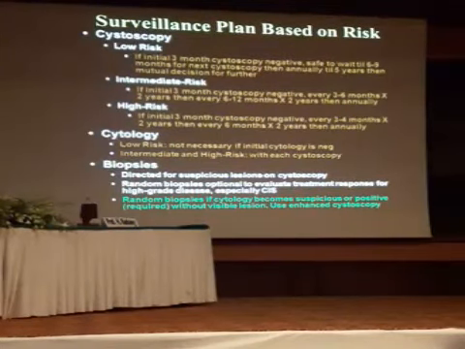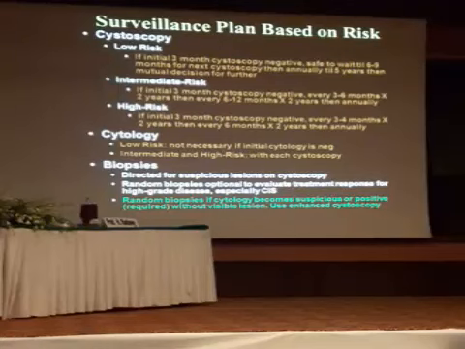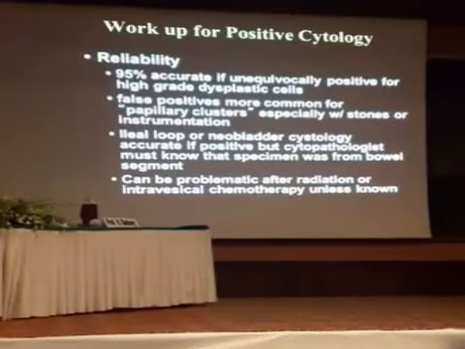Biopsies: directed for suspicious lesions on cystoscopy, random biopsies in some cases, especially if the cytology is positive but you can't see anything. This is a situation where using narrowband imaging or blue light cystoscopy would be helpful to see something that perhaps you can't see with the typical white light cystoscopy.